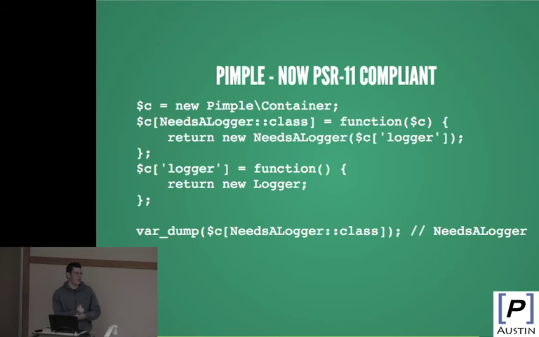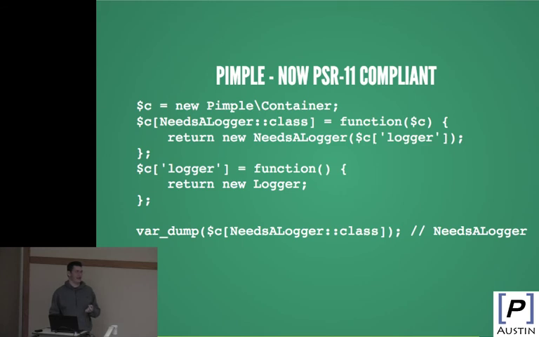I'll speed this up. So Pimple is now PSR-11 compliant. It has the get and has methods container. Same thing with Twitty. You inject or you set, hey, this class at this identifier maps to this closure, and then when the closure executes, it returns an object, and then the object gets saved out into Pimple internal storage.